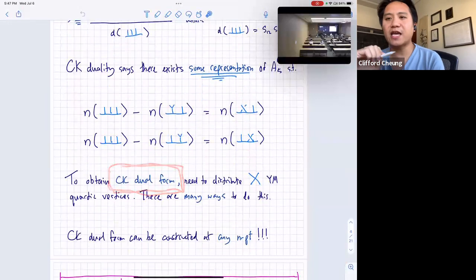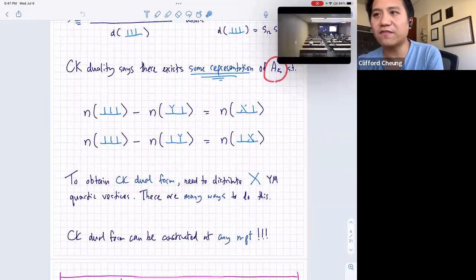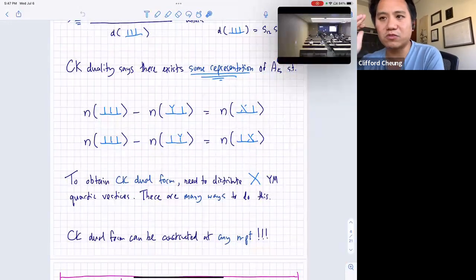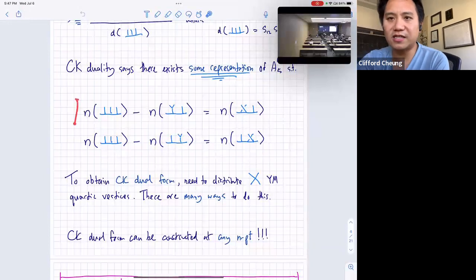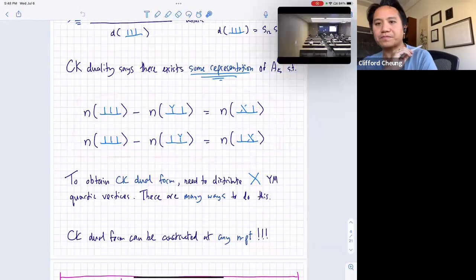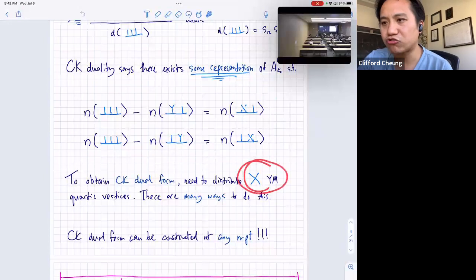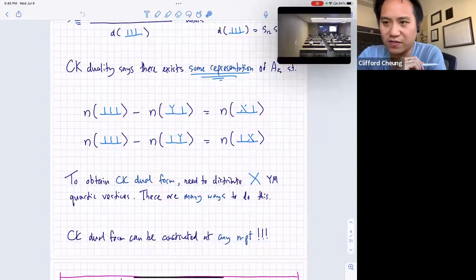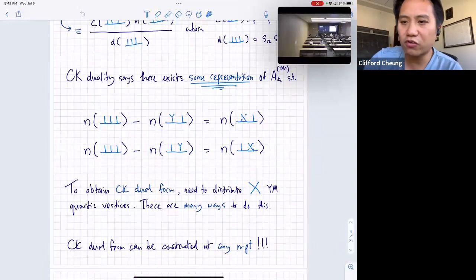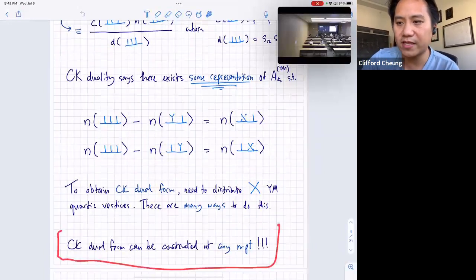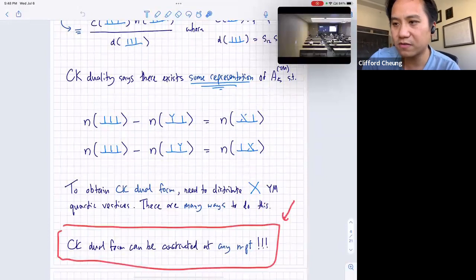Okay, basically I'm saying there's a way of taking the amplitude A5 and writing its diagrams in terms of cubic topologies such that these identities are all true. Okay. As I said, it requires distributing the quartics in some way, which you have to be clever and smart about, but it exists. Okay, and the very non-trivial fact is that this CK dual form exists for any number of particles. Okay.